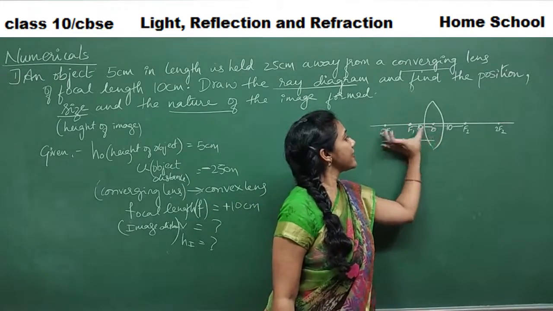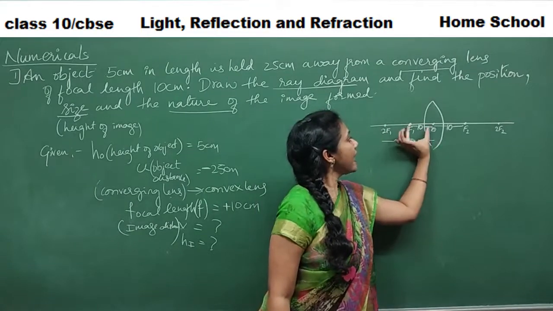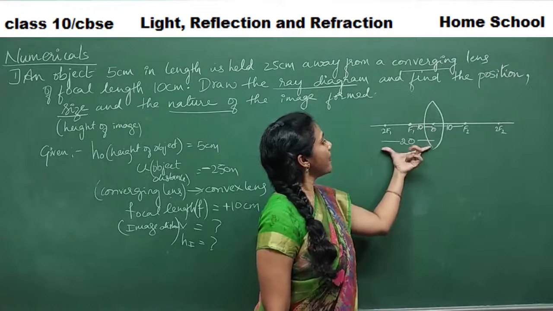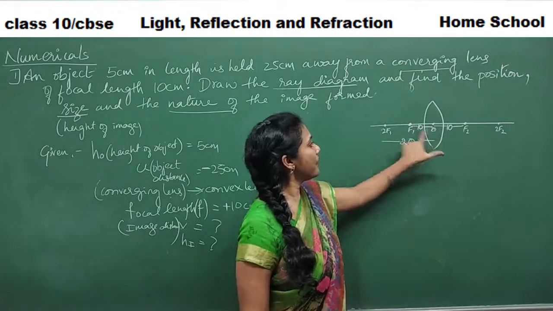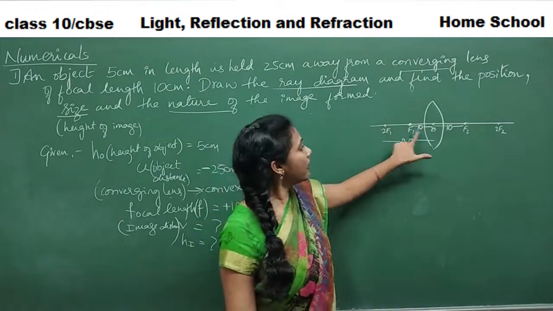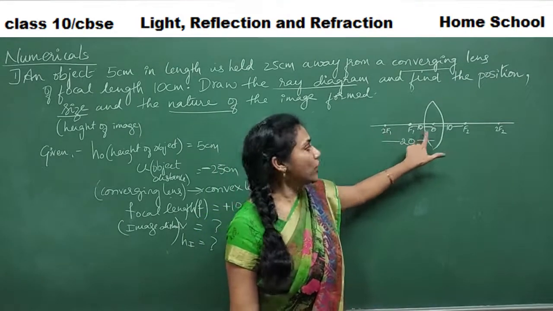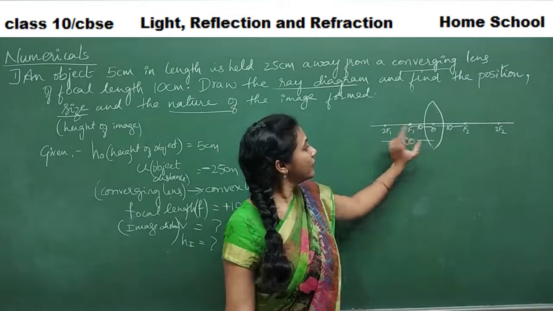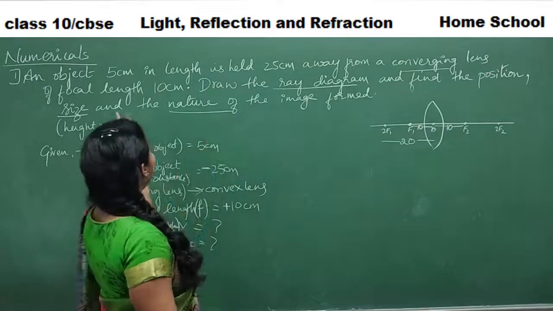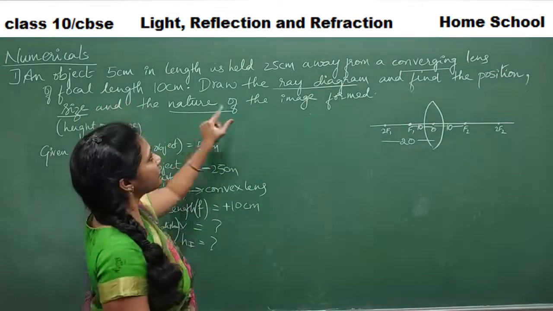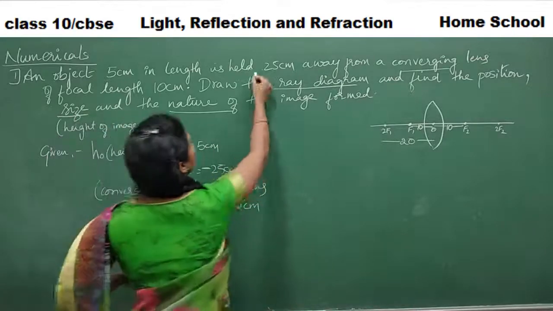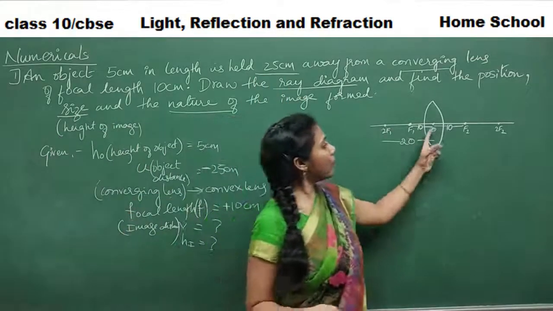That will be 20 centimeter, because this distance is double this distance. If this is 10, then this much will be 20. That is the distance between O and 2F1. This is like the center of curvature, right? So center of curvature is double the focal length. Focal length is 10, so double value is 20. Fine. And observe here, where did they keep their object? Their object has been kept 25 centimeters away from the converging lens.